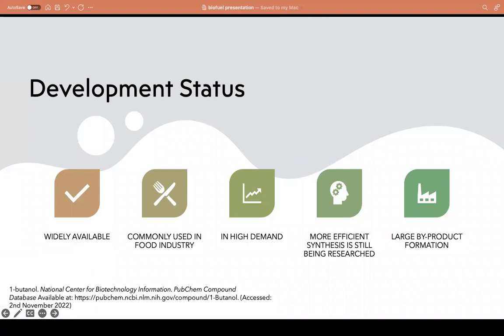Butanol is a widely available biofuel. It's commonly used in the food industry, and due to its wide availability and use in the food industry, it is almost always in high demand. Currently, butanol is being researched because scientists are trying to find a way to more efficiently synthesize butanol, and part of the synthesis is to lower its byproduct formation. Currently, butanol has a pretty high byproduct formation because it also produces acetone, ethanol, and CO2.